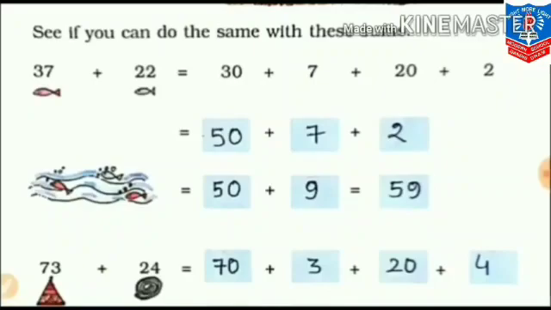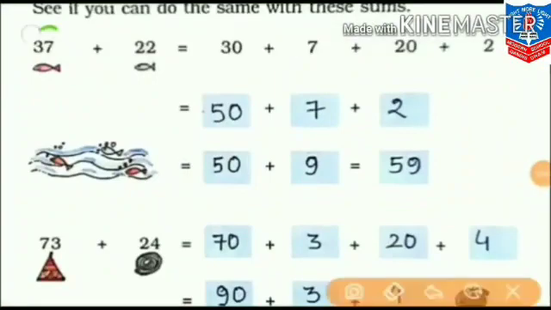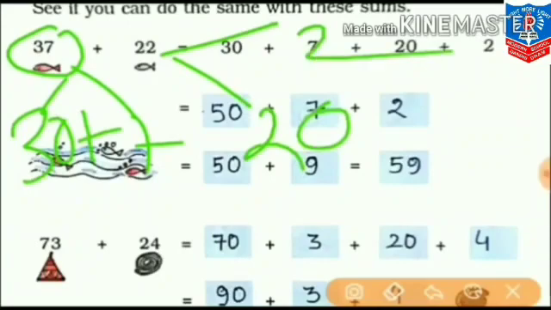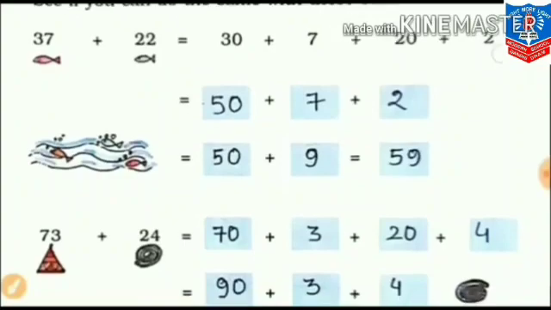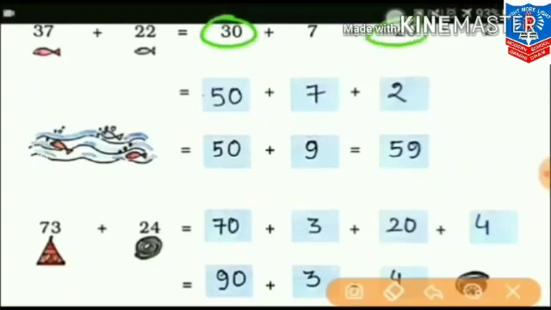Now turn your page again. Can you do it in another way? Say how. See, if you can do the sum with the same sums. 37 plus 22. So 30 plus 7 plus 20 plus 2. Then you have to split the numbers. 30 plus 20, 50 plus 7 plus 2. 7 plus 2 is 9. So your answer is 59.